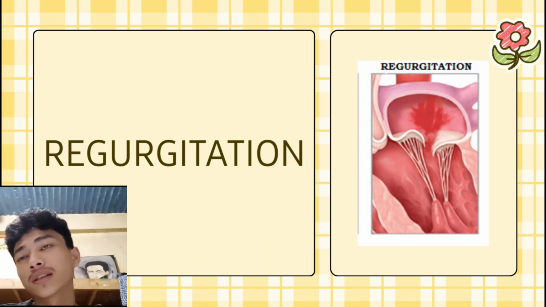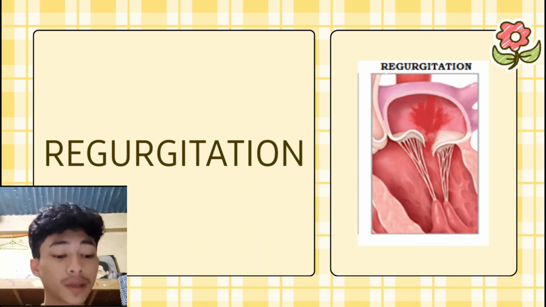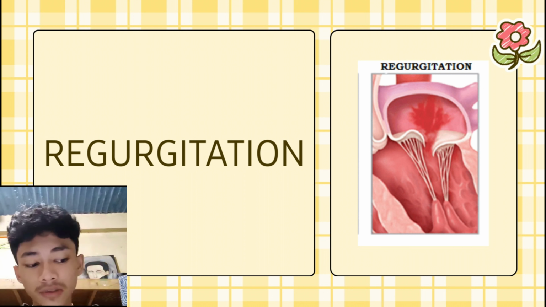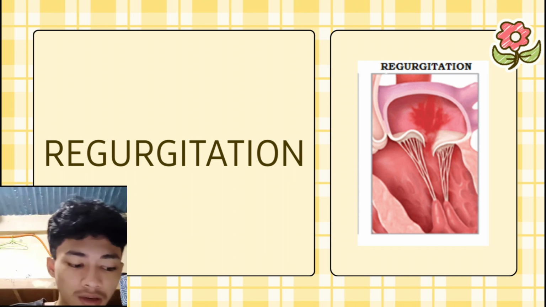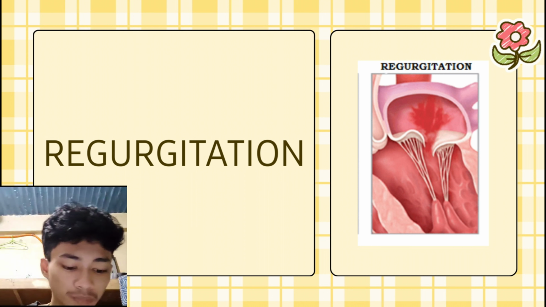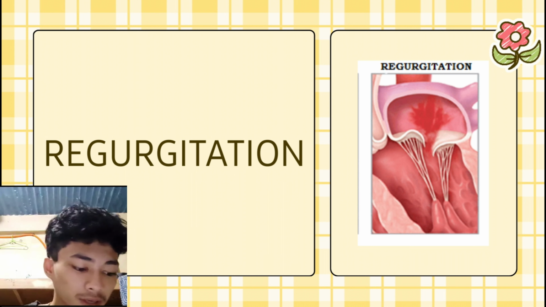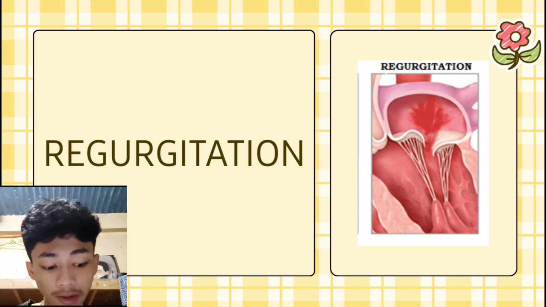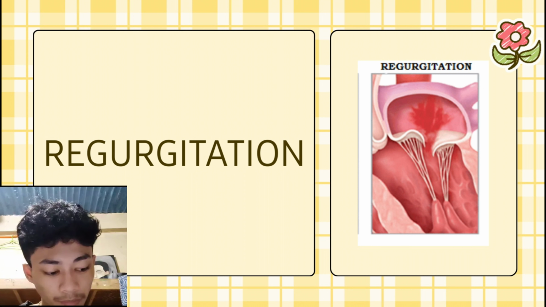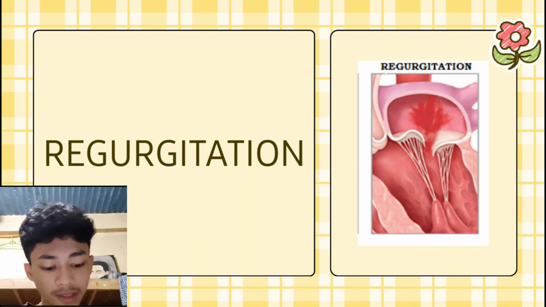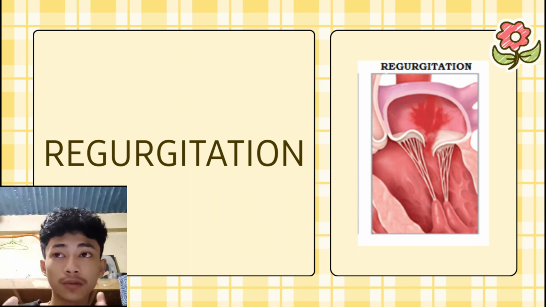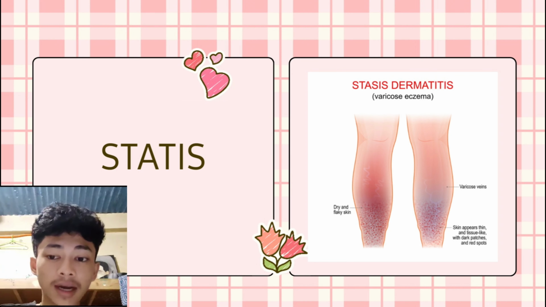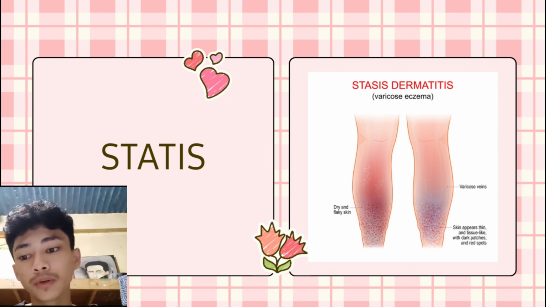Regurgitation, they discussed this in the past report. The mitral valve is located between the upper left heart chamber, the left atrium, and the lower heart chamber, the left ventricle. A healthy mitral valve keeps your blood moving in the right direction. In regurgitation, it allows the blood to move backwards into the atrium. Like it will leak, then the fluid will move backwards. Lastly is stasis, when blood collects or pools in the veins of the lower leg.